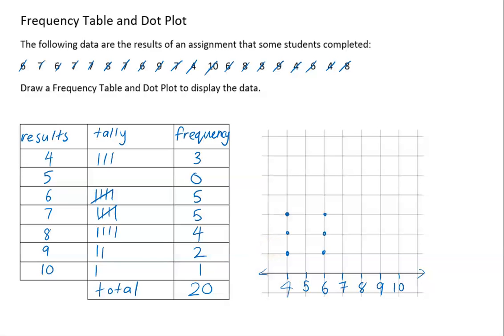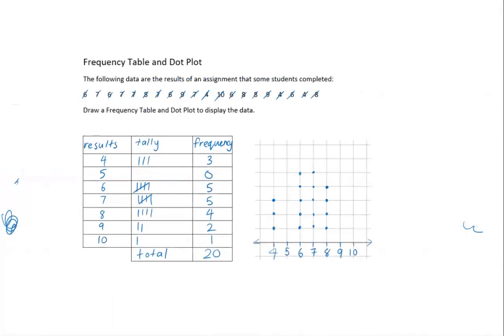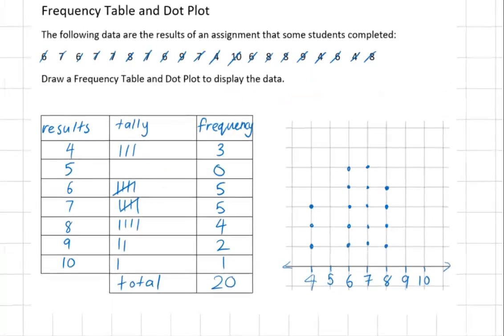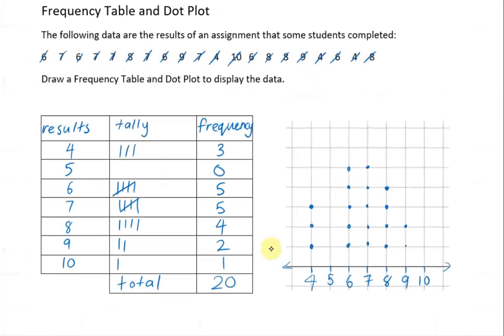5 people scored a 6, so we can put 5 dots there. The frequency of 7 was 5. We had 5 people that got 7 as a score. 4 people got 8, so above 8 we can do 4 dots. 2 people scored 9, so we can draw 2 dots above the 9. And 1 person scored a 10.